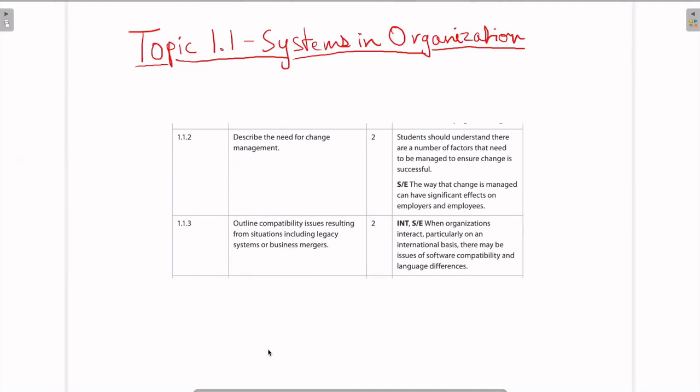Hi, in this video we will be starting with topic 1.1, which is systems in organization. We will be covering the following subtopics: 1.1.2 and 1.1.3. So we'll start with topic 1.1.2, which is describing the need for change management.